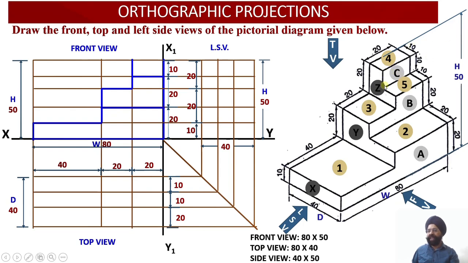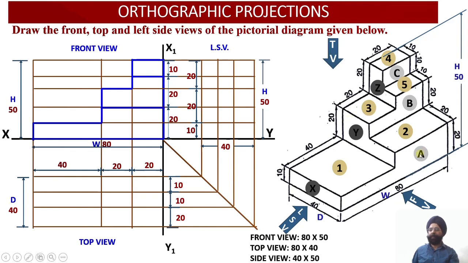So surface C is a rectangular surface having a height of 10 millimeter and a width of 20 millimeter over here, right? This is the surface C projection onto the vertical plane in the front view. So once I complete this edge, this is going to be my surface C.